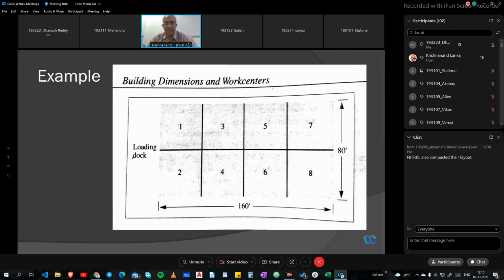Here we are taking a small, very simple example. Normally in practice you don't see such a straightforward kind of layout. So here we have a loading dock, and then you have 1, 2, 3, 4, 5, 6, 7, 8, and you have an 80 feet by 160 feet by 80 feet layout.